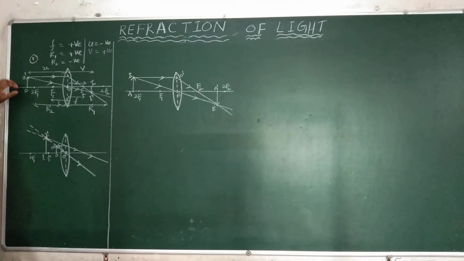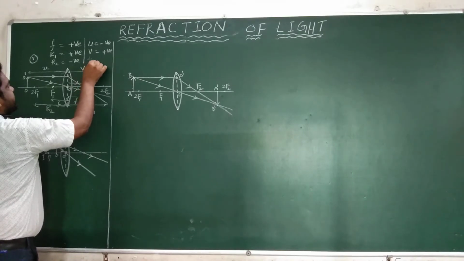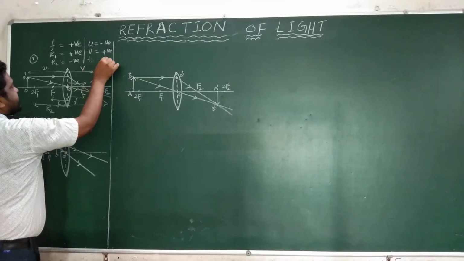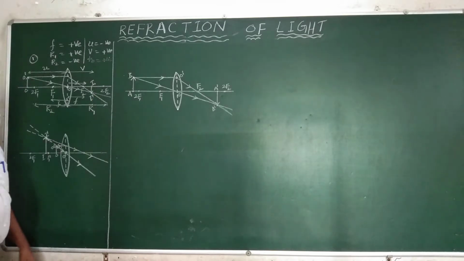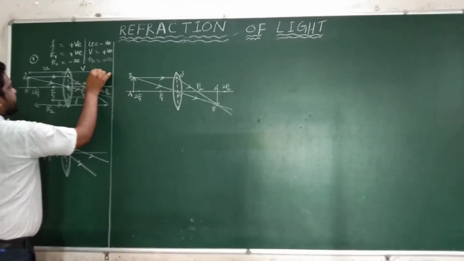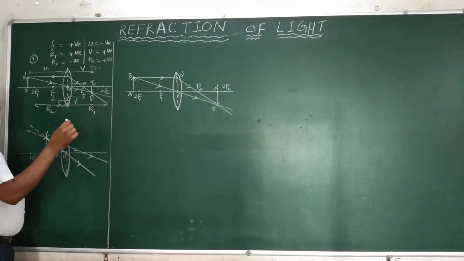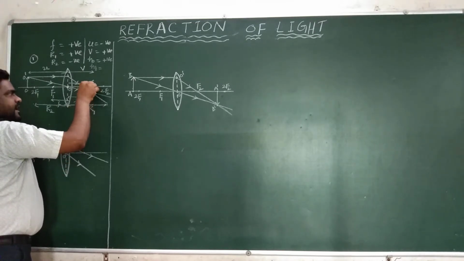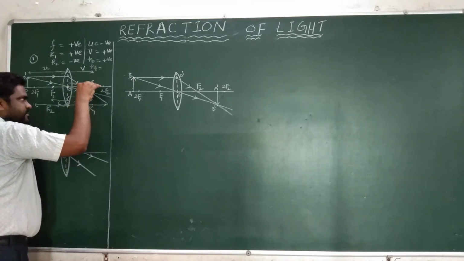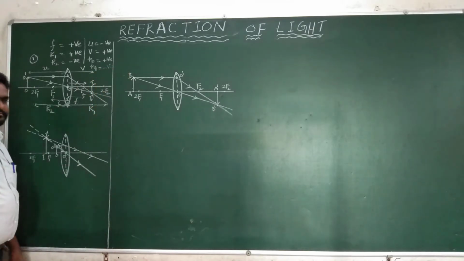After that, the object height or size: the height of the object is measured above the principal axis, so it is treated as positive. Next, the height of the image, H suffix I. We measure the height of the image from I to I dash, below the principal axis. That's why it is taken as negative.